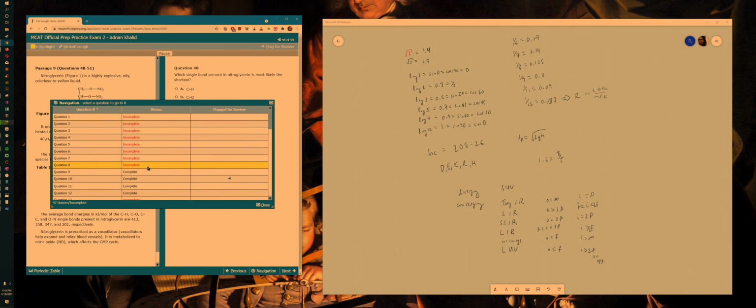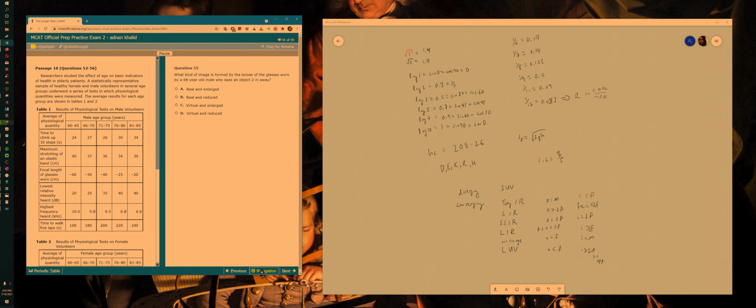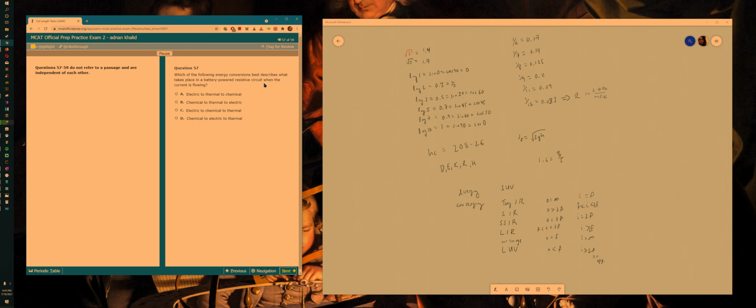All right, now I'm going to go through the last discrete, which I think are questions 55. Wait. 57 to 59, so okay. Battery powered resistive circuit, so chemical to electric, okay. Hydrogen secondary structure. Hydrogen bonds between the side chains, I believe. Side chain and backbone carbonyl, I believe. I'm gonna flag it just in case.